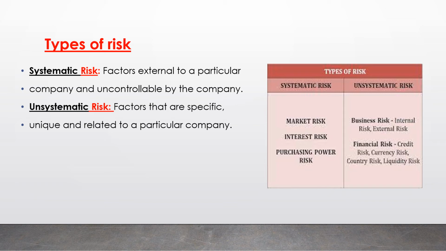Types of risk. There are two types of risk. One is systematic and another one is unsystematic. Systematic risks are uncontrollable by the company. The factors which are external to a particular company are known as systematic risk. Say, for example, the demonetization of currency, which affected the whole nation, and even the present COVID effect on various nations. This comes under systematic risk.